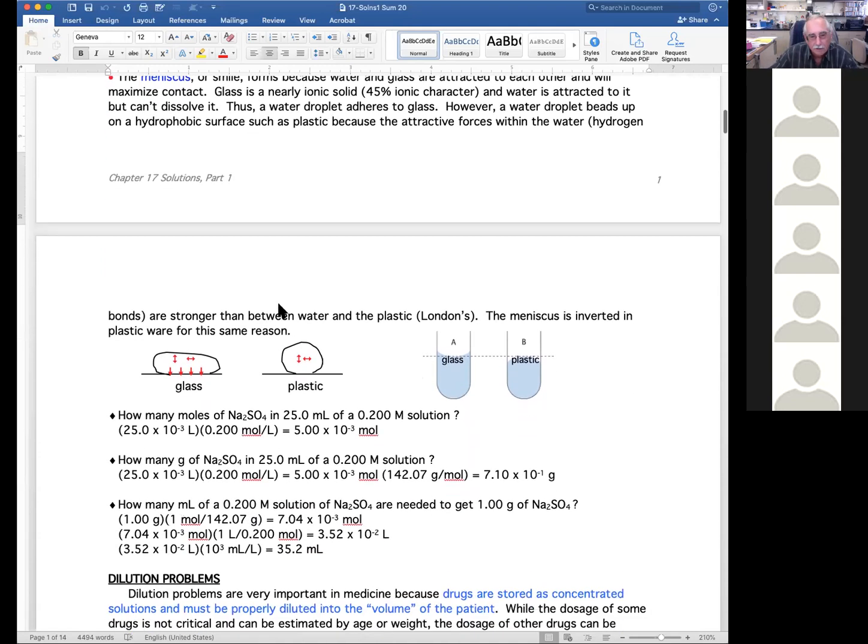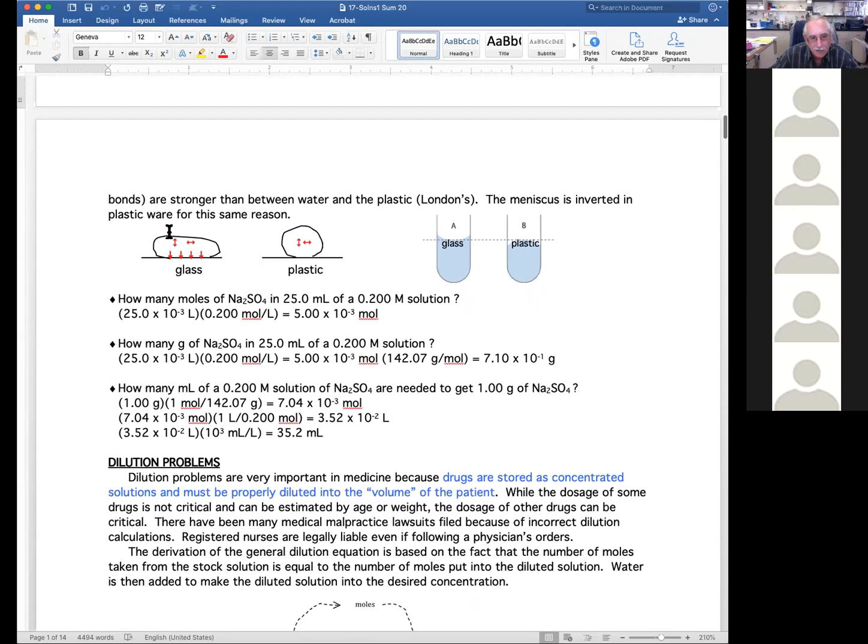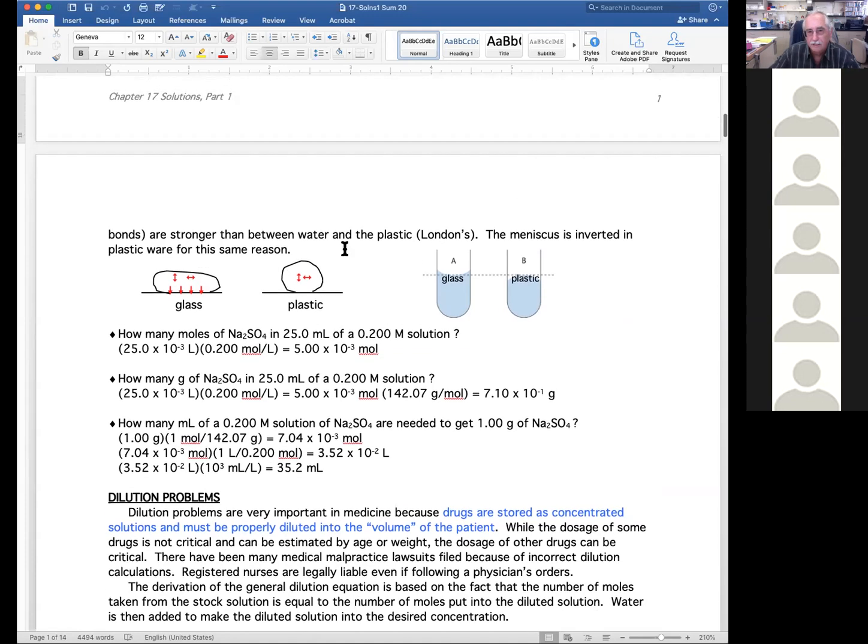If you look at a drop of water on glass, it kind of sucks down onto the glass. If you look at a drop of water on plastic, it beads up. So when you put Rain-X on your window for your car, on your windshield, what is it doing? You're putting a plastic barrier there so it doesn't do this. It beads up like this and then rolls right off. If you look in a glass test tube, the meniscus goes up like that. For a plastic one, the meniscus goes down.